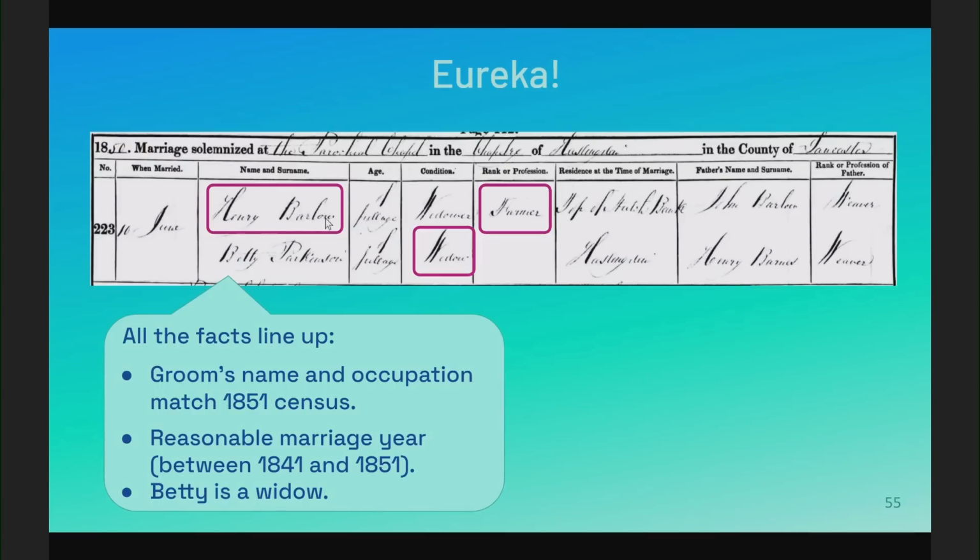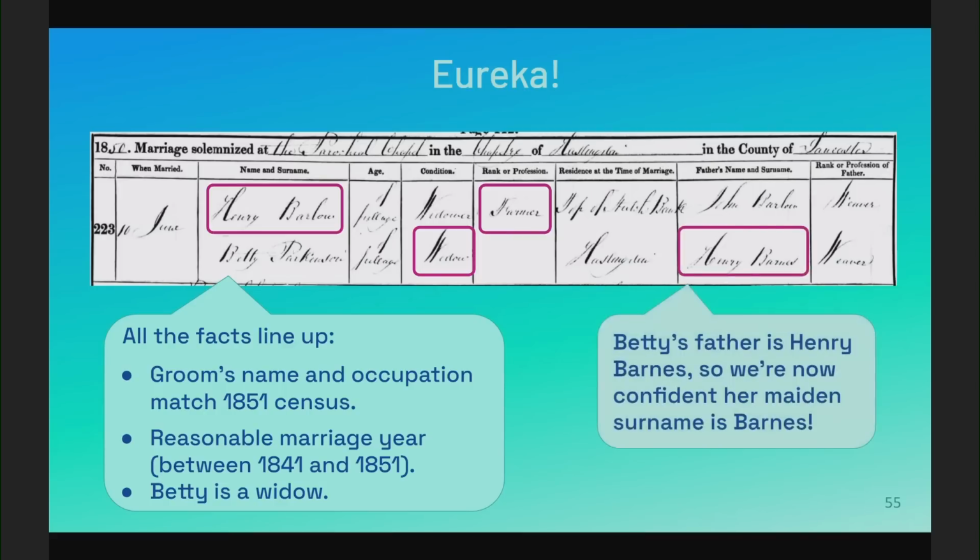It's for a Henry Barlow, exactly right name. It's in Haslingden. I know that's a little hard to read. Betty Parkinson, it's her married name, which is what we would expect. She's a widow. The farmer occupation for Henry matches his occupation in the census. And look who the dad is. It's Henry Barnes. So now we used what we knew to discover what we didn't know, and we are confident that Betty's maiden surname is Barnes.